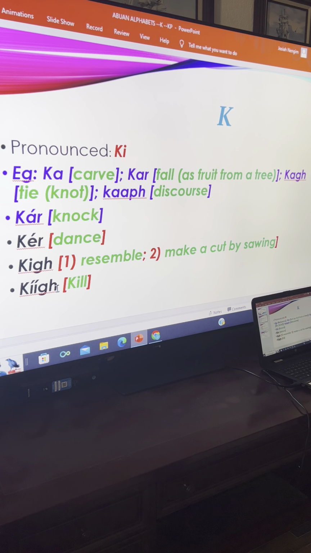K-E-E-G-He. See? Remember what I said, the difference between the I that is not tone marked and the I that is tone marked. This is E, this is A. Keek. This is keek. So that is to kill. Keek, kill. I translate that as the English word kill.